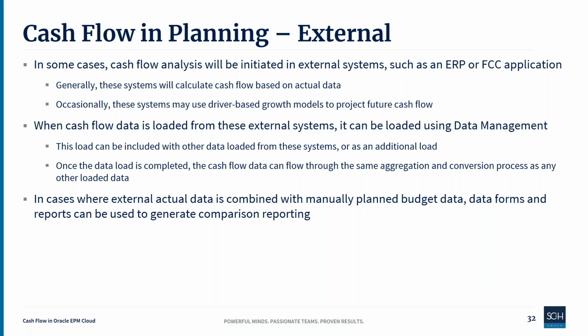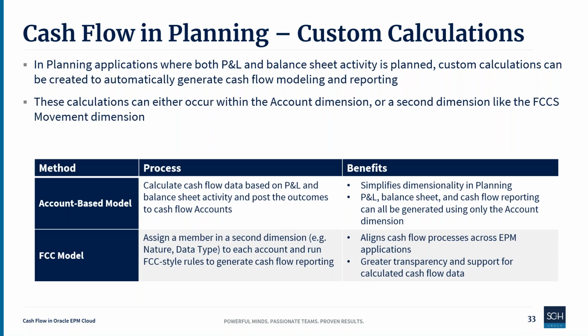So those are our manual and external methods for cash flow in planning. Beyond that, we also have our custom calculations. And there are going to be two main ways those work. Basically, if you have your balance sheet and P&L in a planning application, there's no reason you can't run the same cash flow calculation that you can run in the FCC tool. You can see two different ways of doing this. We've seen a lot of both.